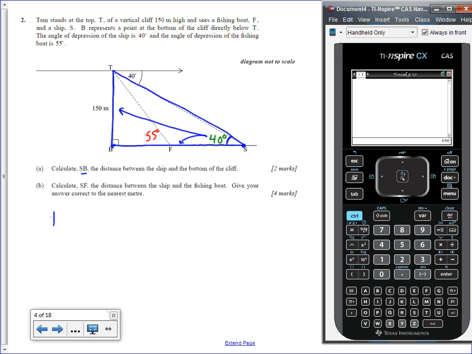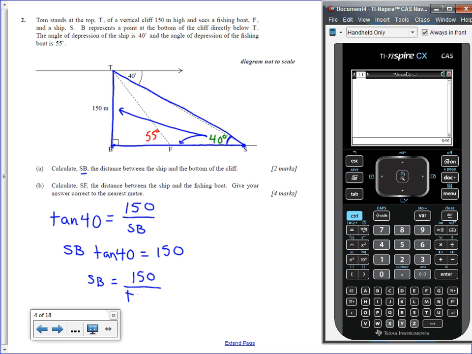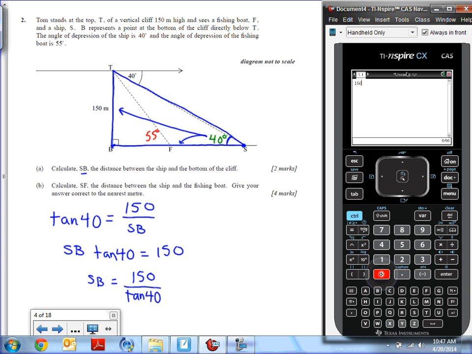So the tangent of 40 is the opposite leg over the adjacent leg. And then we can multiply by that SB to get it out of the denominator, and then divide by the tangent of 40. So SB is going to equal 150 divided by the tangent of 40. Go over to your calculator. 150 divided by the tangent of 40.